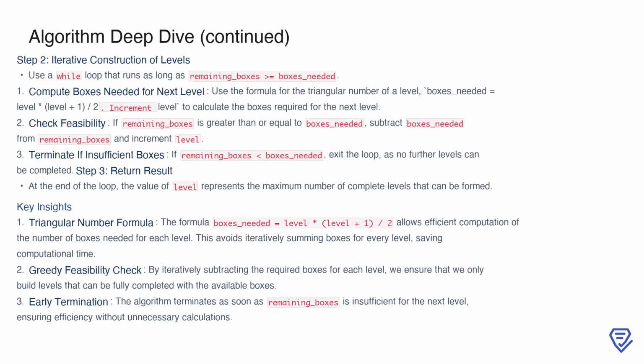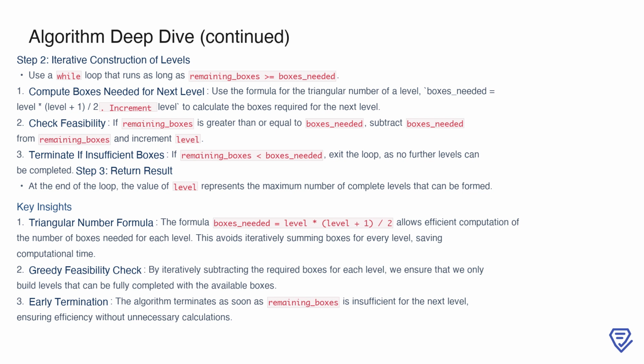Now, we use an iterative approach to build the pyramid one level at a time. A while loop ensures we continue as long as the number of remaining_boxes is greater than or equal to the boxes_needed for the next level. Inside the loop, the first step is to calculate the boxes_needed for the current level using the triangular number formula, level * (level + 1) / 2. Once we know how many boxes are required, we check if we have enough boxes to build that level. If remaining_boxes is sufficient, we subtract boxes_needed from remaining_boxes and increment the level by 1 to move on to the next.